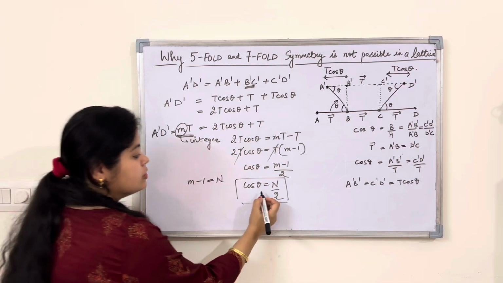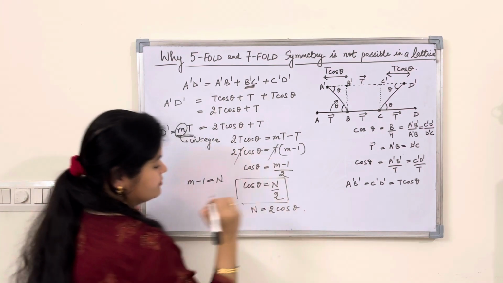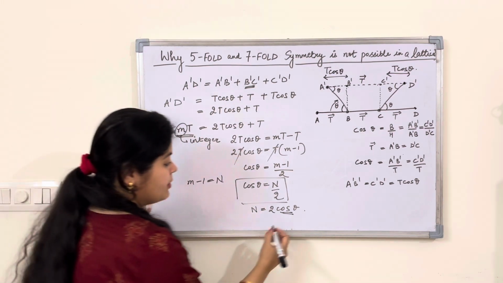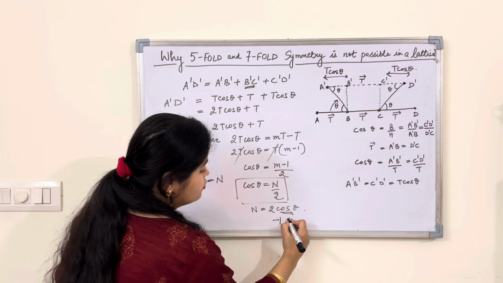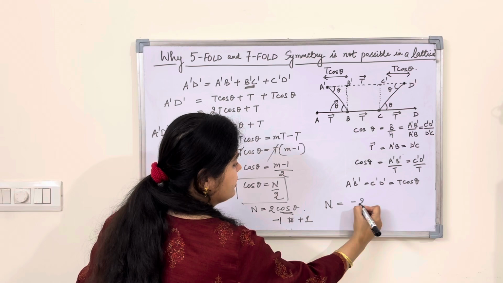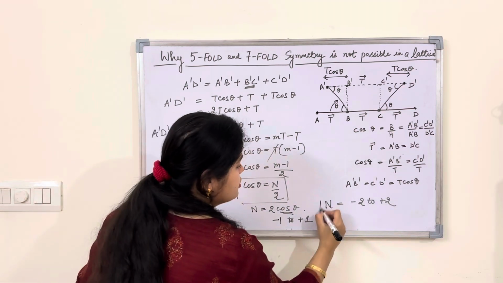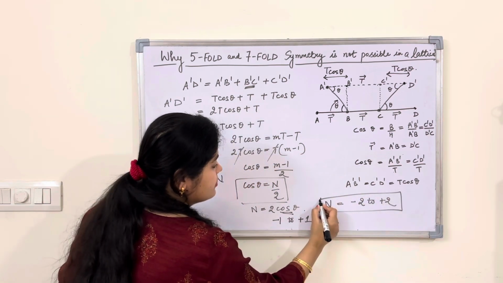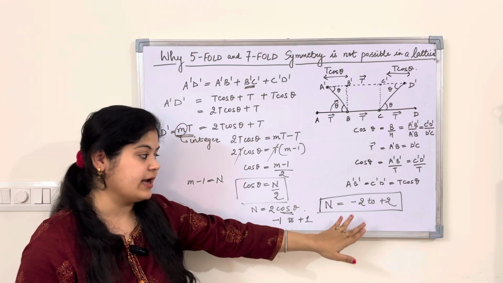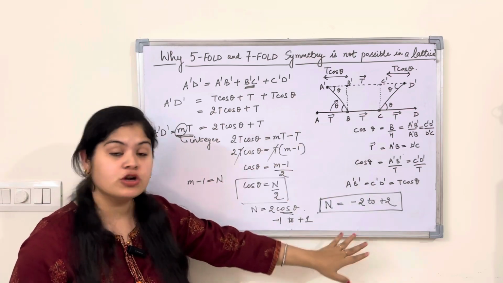Okay. So now I know that my n is 2 into cos of theta. Cos theta can have minimum and maximum values from minus 1 to plus 1. So n can have how many values? From minus 2 to plus 2, because n is twice of cos theta. So this is basically a very important relation. This is the relation which we wanted to derive, and this relation will tell us why 5-fold and 7-fold symmetry is not possible in a lattice.